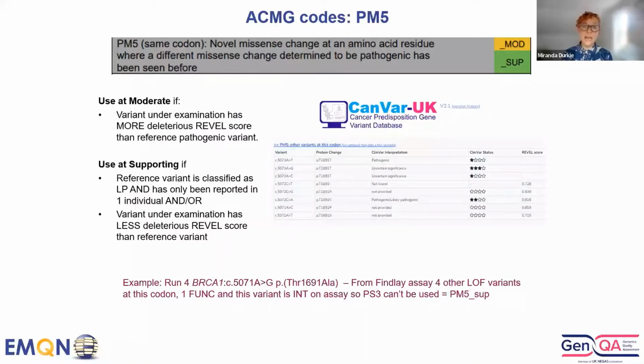On the Findlay et al. assay, a very good functional assay, there were 4 loss of function missense variants at this codon. There was 1 missense functional variant, and the variant that we asked you to analyze was actually intermediate on the assay. So we wouldn't use PS3 for this variant, but we could apply PM5.